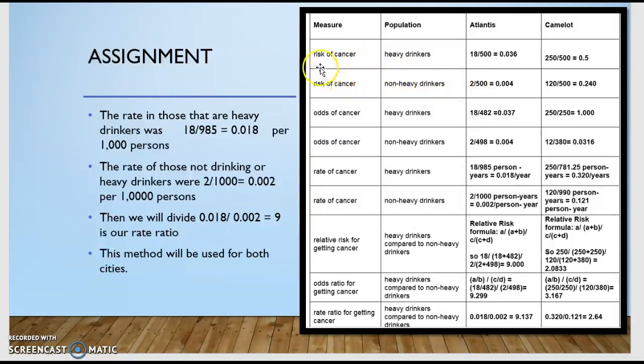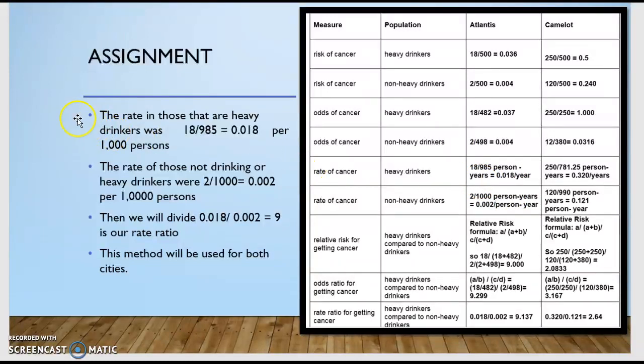We can see how this data very similarly goes down, asking us to solve for very similar problems. So the first couple of columns here we have risk of cancer. The next two we were solving for odds of cancer, which you can see our findings here. And you can conclude how we found these results based on the 2x2 table in the previous slide. The rate of cancer for heavy drinkers, and then the rate of cancer for non-heavy drinkers. Again, we are utilizing our person-years formula for rate.